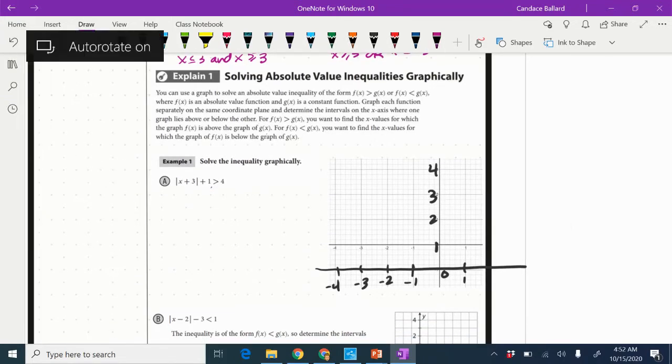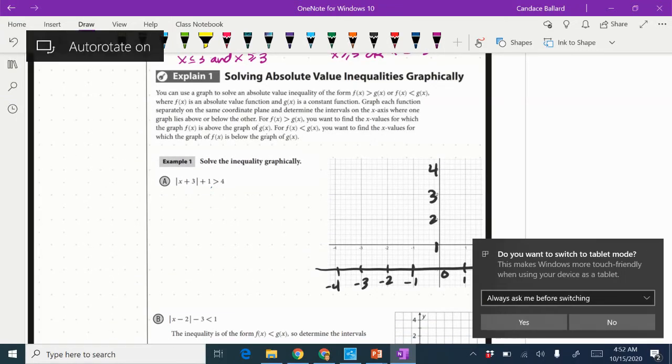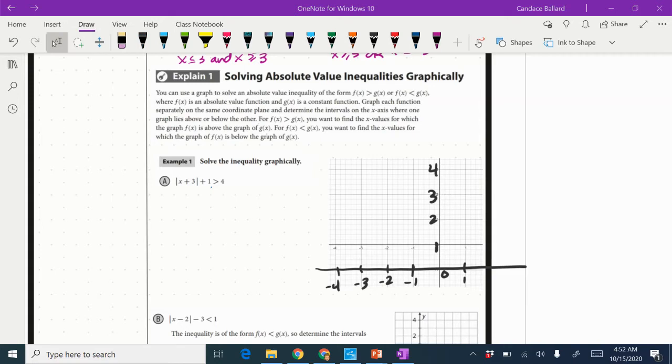So in this video, we're going to continue topic 3.3, solving absolute value inequalities graphically. You can use a graph to solve an absolute value inequality of the form f of x is greater than g of x, or f of x is less than g of x, where f of x is an absolute value function and g of x is a constant function. Graph each function separately on the same coordinate plane and determine the intervals on the x-axis where one graph lies above or below the other.